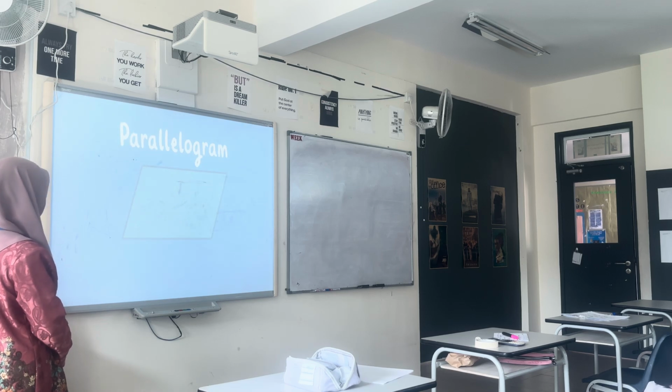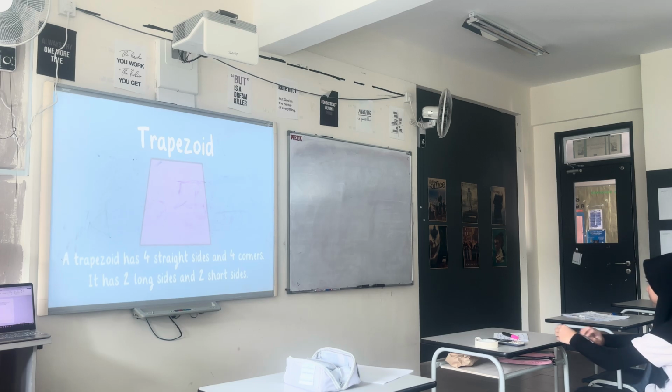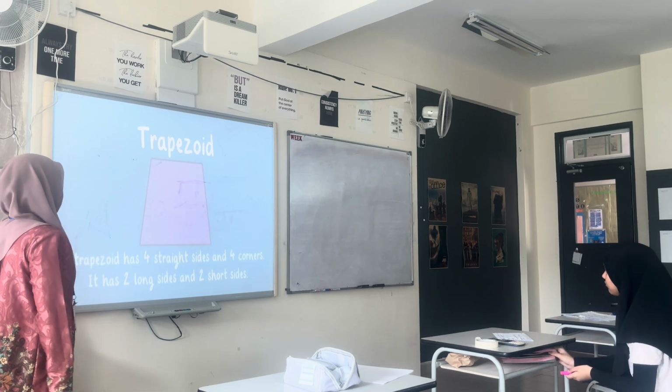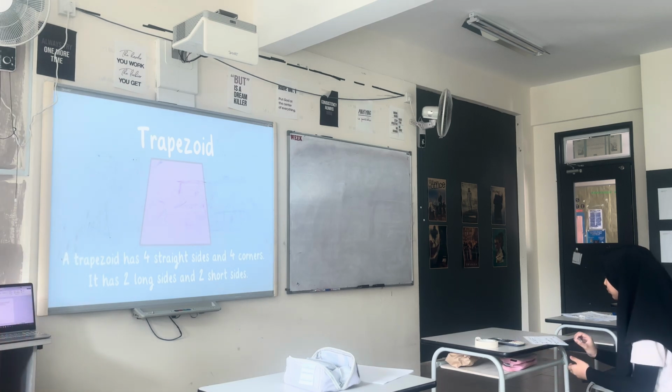Parallelogram. Parallelograms have 4 sides and 2 pairs of parallel lines. The sides are not necessarily of equal length or have congruent angles. Trapezoid. A trapezoid has 4 straight sides and 4 corners. It has 2 long sides and 2 short sides.